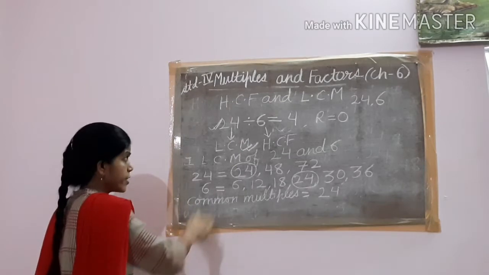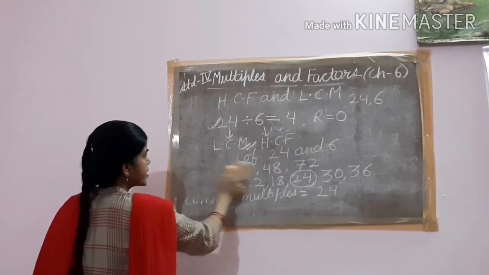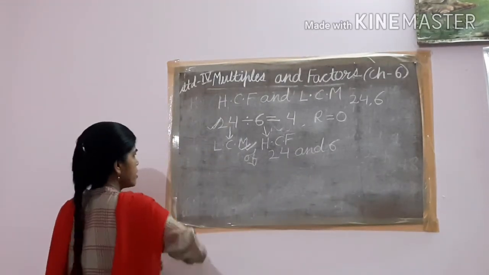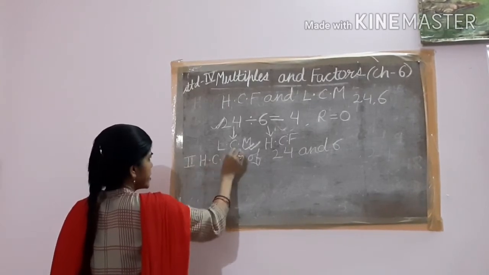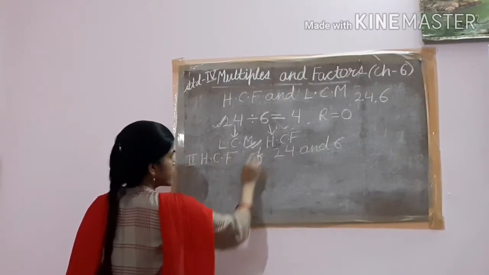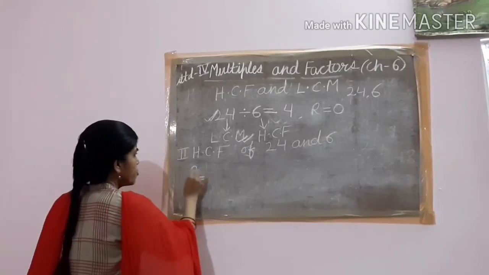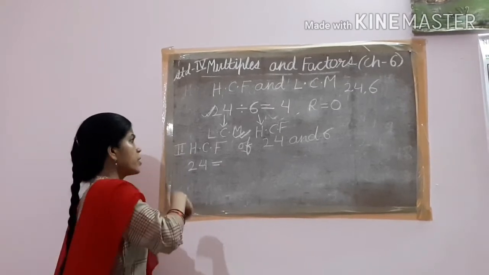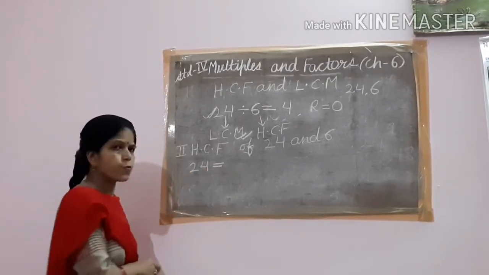Now we will check whether the HCF is 6 or not. So now we will find the HCF of 6 and 24. For this, what do you have to find? For HCF, that is highest common factor, you have to find out the factors. Let us find out the factors of 24.